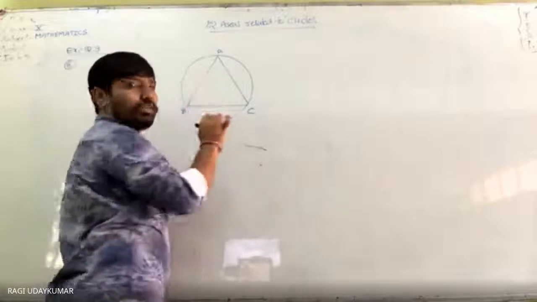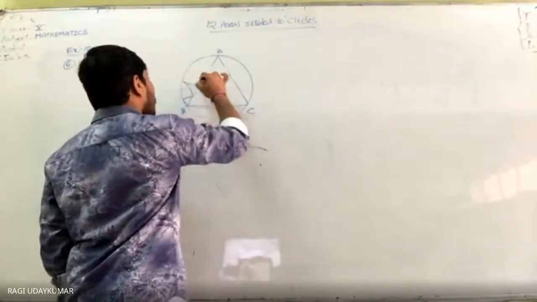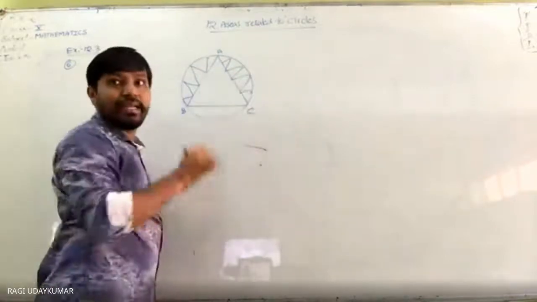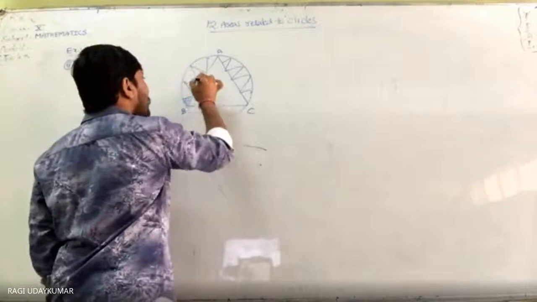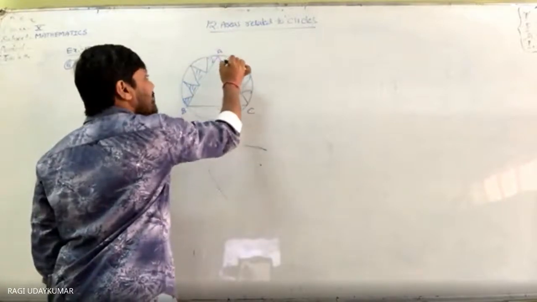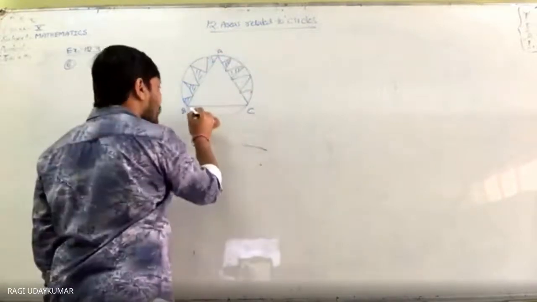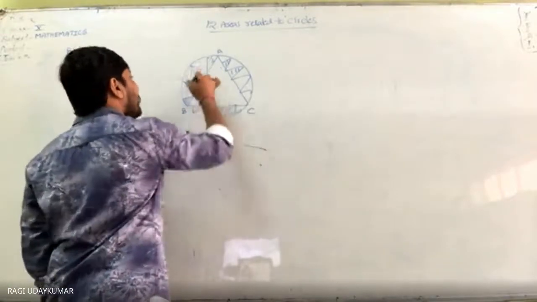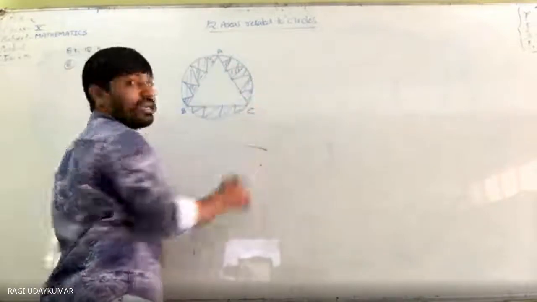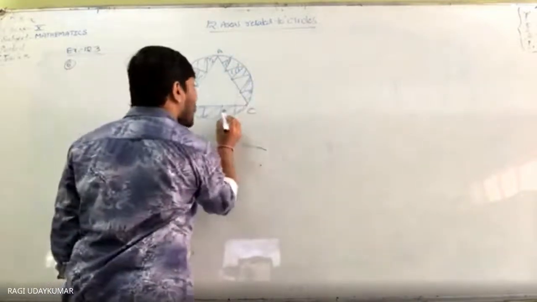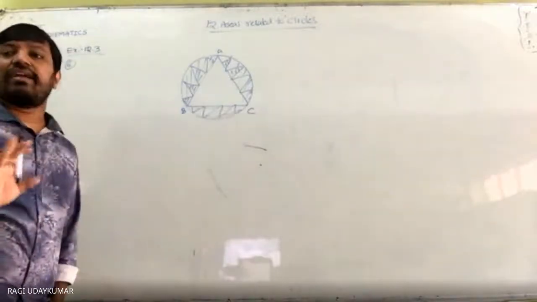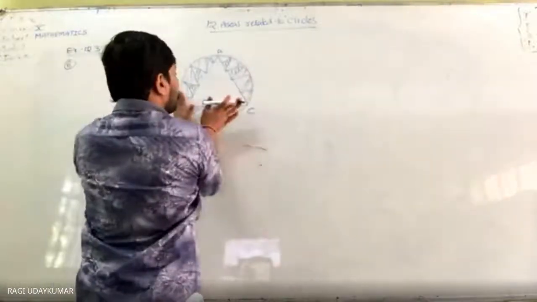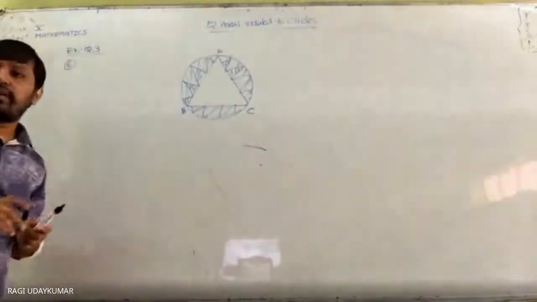Some design is given to you like this. And inside this shaded part, some students may get confused that only wherever the shaded lines are there, only that part we need. No, we cannot find that. It is the complete part.